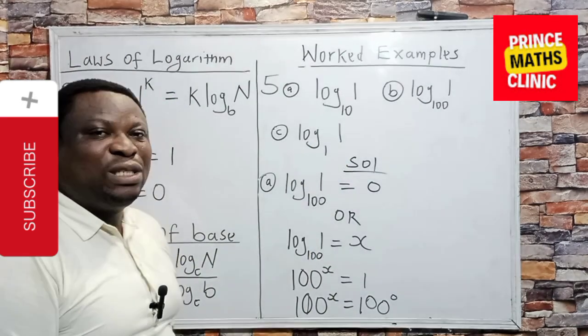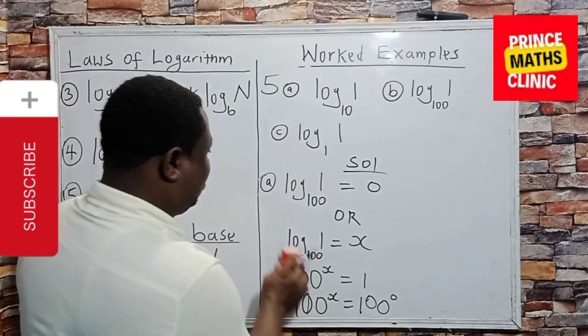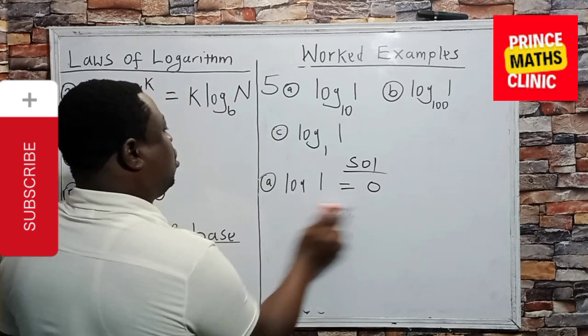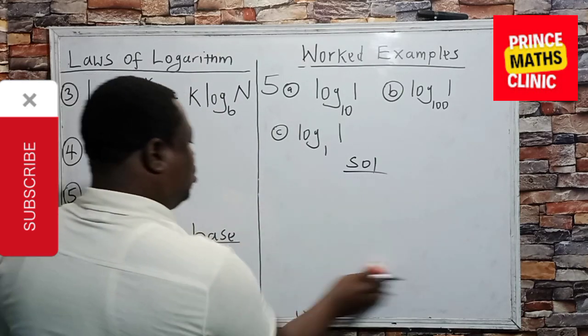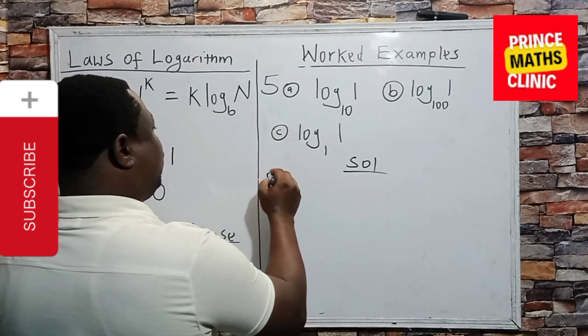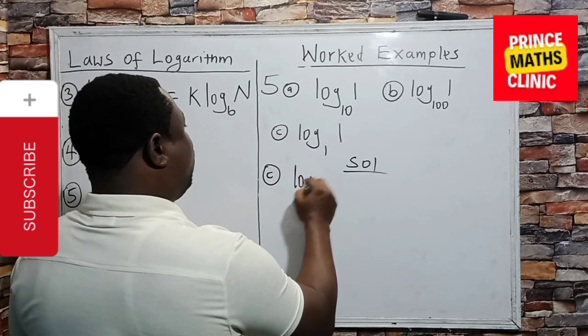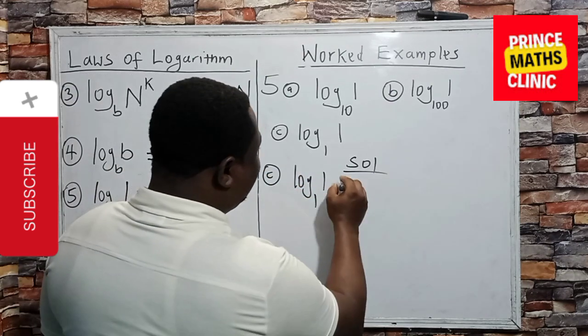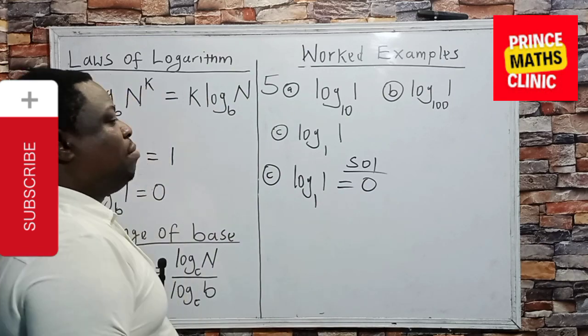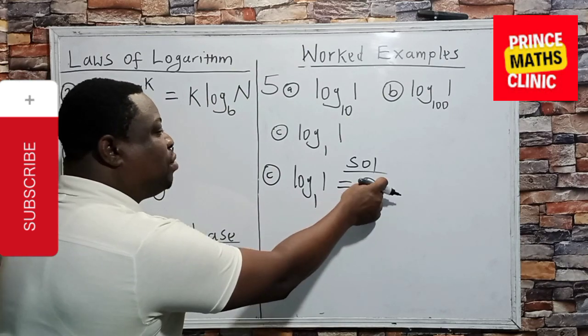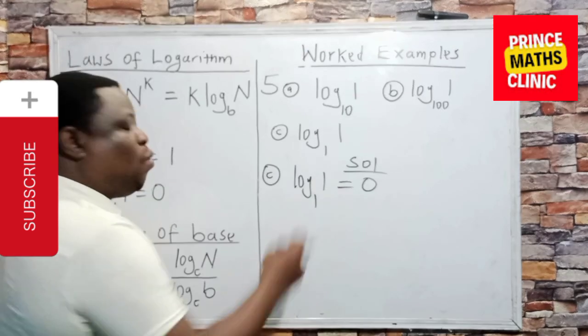Then lastly, the intriguing one here is log 1 to base 1. When you have log 1 to base 1, it is still 0. Why? Because if you say 1 to the power of 0, you will still obtain 1.